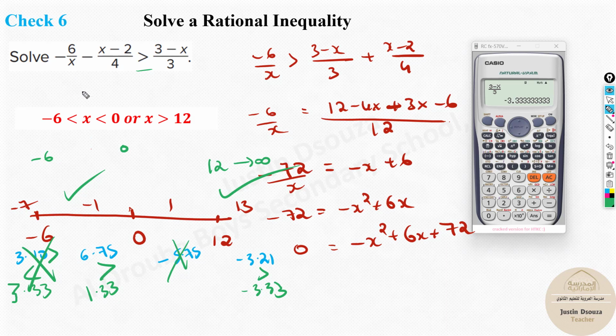So the answers will be, oh, you can see this over here. x will be less than 0 but greater than -6, and x must be greater than 12. So these are the solution regions, and this is the only method to do this. There is no shortcut method. If it's written, this is the method.